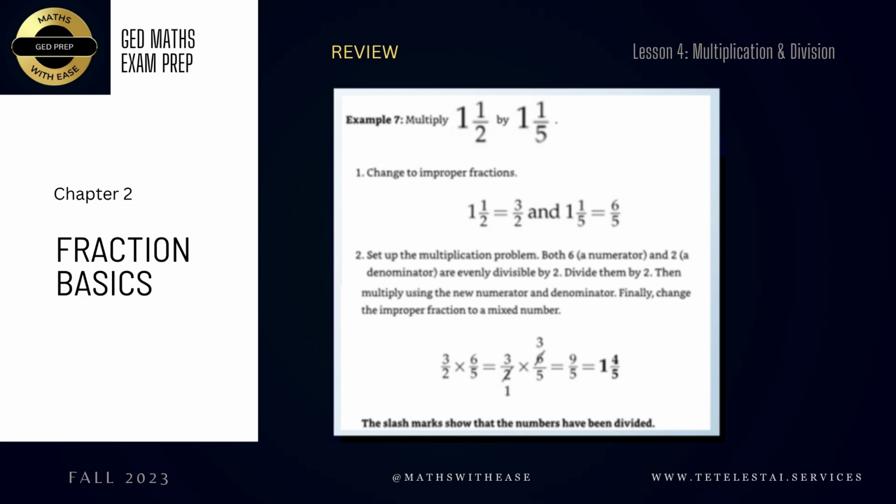So you divide across. 2 into 2 is 1, 2 into 6 is 3, and then you multiply your numerators and your denominators. 3 times 3 is 9. 1 times 5 is 5. And then you would reduce 9/5 to its lowest terms. 5 goes into 9 one time. 9 minus 5 is 4. And then your denominator is 5. And so your answer is 1 4/5.